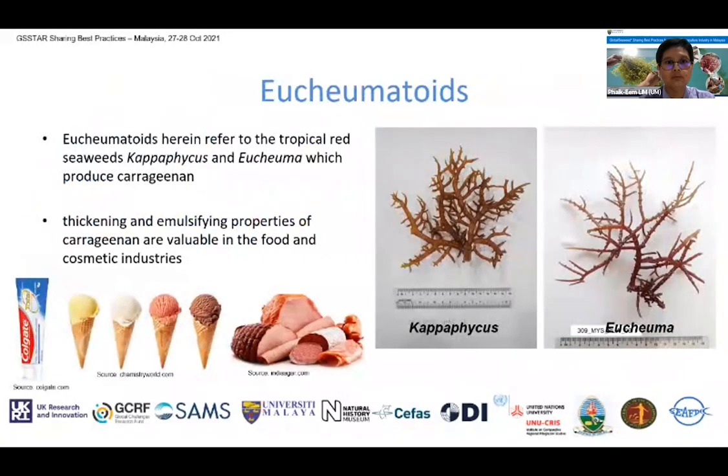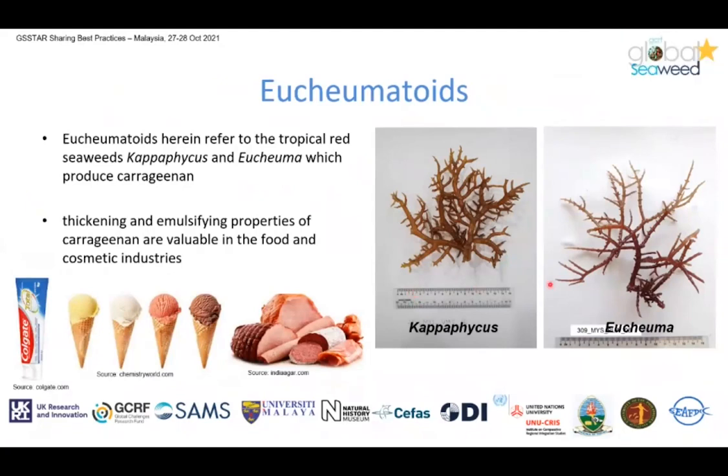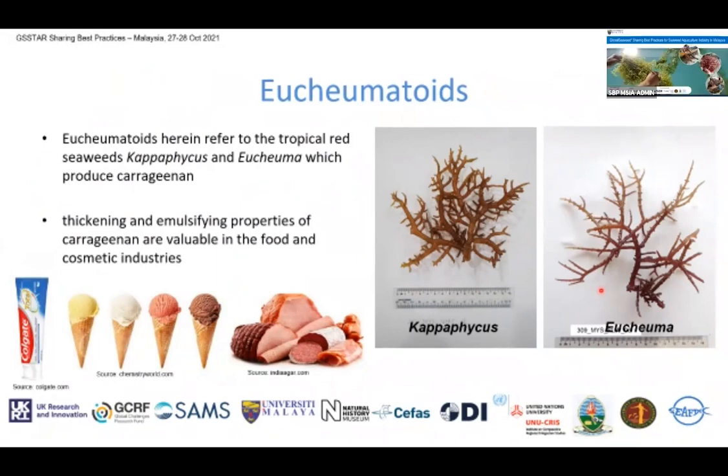For the benefit of those in the audience who are not familiar with the term eucheumatoid, it generally refers to the tropical red seaweeds, Kappaphycus and Eucheuma, which are commercially cultivated for the extraction of carrageenan. These seaweeds are also known as carrageenophytes, and we can extract kappa carrageenan from Kappaphycus and iota carrageenan from Eucheuma. The difference is the gel produced will have different properties.